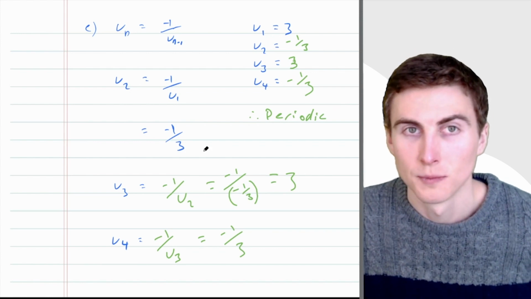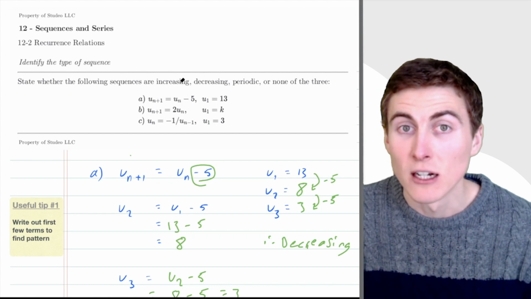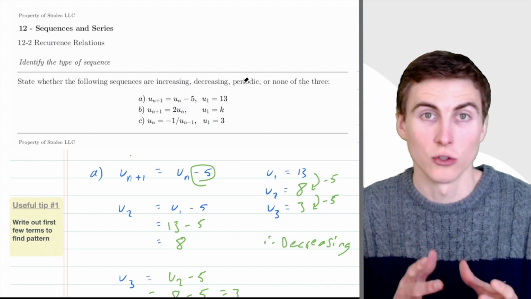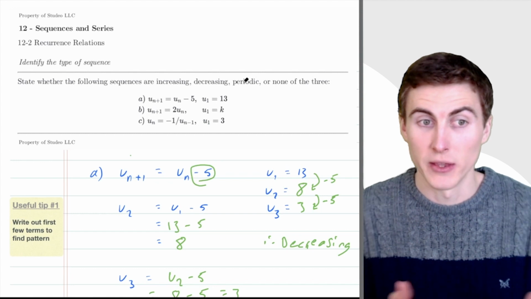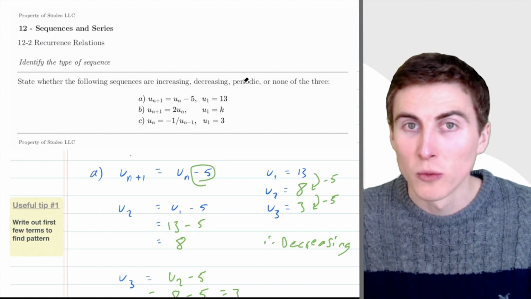And there you go. So that's how you can find out whether a sequence is increasing, decreasing, or periodic. You just write out the first few terms, and then look at it and see which of those it fits. So hope that all makes sense.